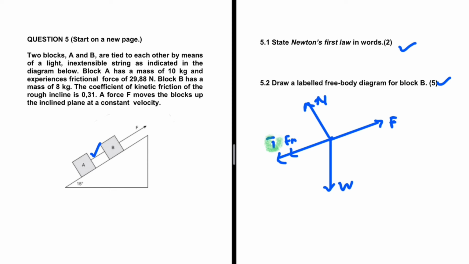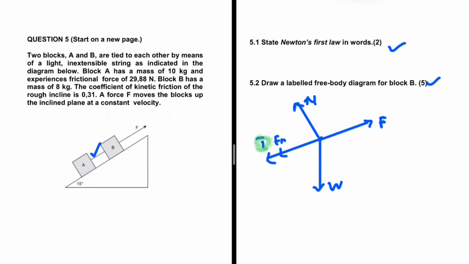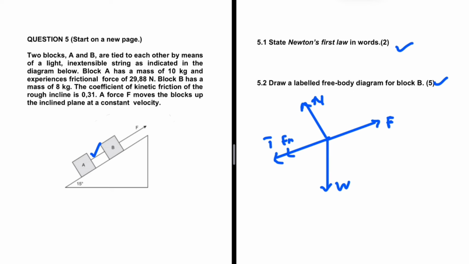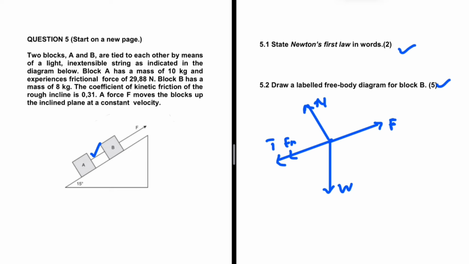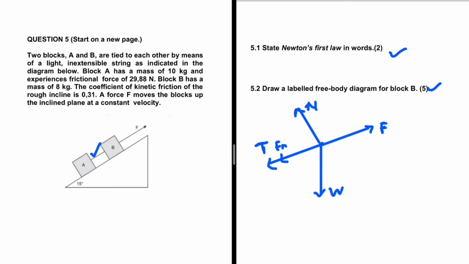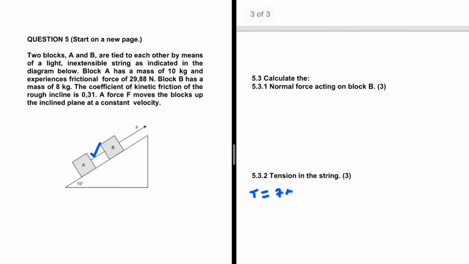For the tension and the frictional force, the order doesn't matter because at this point we don't know which is greater than which. We don't know whether the tension force is greater than the frictional force or vice versa. So whatever order you use, you're going to get all 5 marks. So that is 5.2. Let's go ahead and take a look at 5.3.